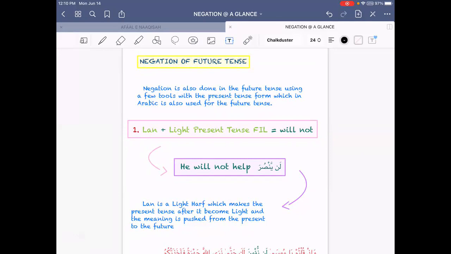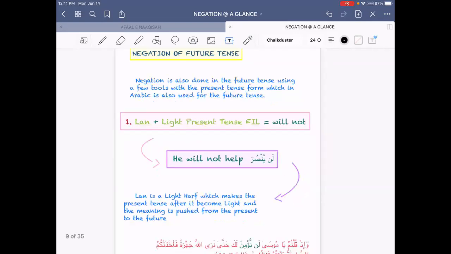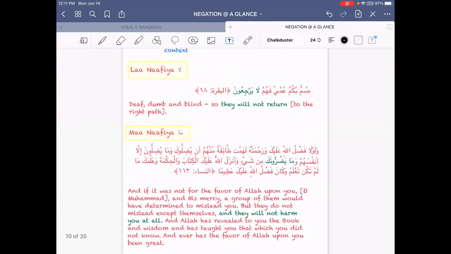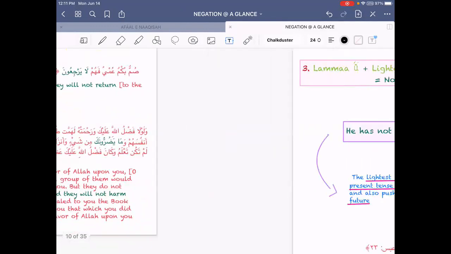So whenever you see lan with a light mudare, light present tense, the meaning will always have will not in it. Okay? And this is the ma nafia and the la nafia that we were talking about. The context of the ayah, inshallah, will help us translate the mudare appropriately, whether in the present tense or in the future tense.